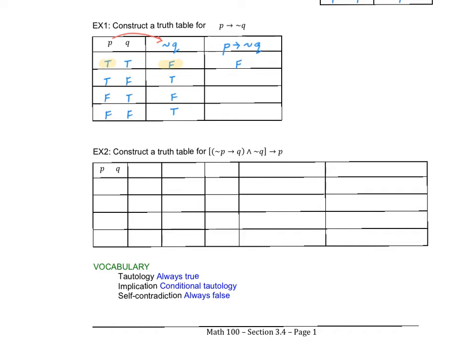The next row, we're going true to true, which can happen, that's true. And then false to false is going to be true. False to true is going to be true. So for these last two rows, it's going to be true and true.